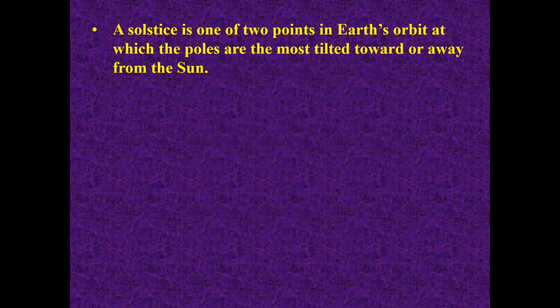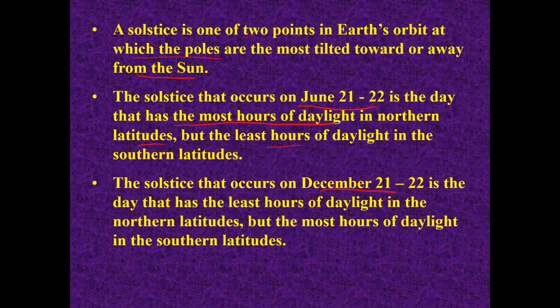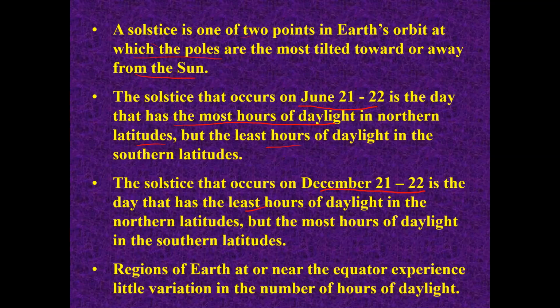A solstice is one of 2 points in Earth's orbit at which the poles are the most tilted toward or away from the sun. The solstice occurs on June 21st and 22nd, with the most hours of daylight in northern latitudes and the least hours in the southern. And the 21st and 22nd of December are our darkest, least hours. So that's a winter solstice, and a summer solstice in the southern latitudes. At or near the equator, there's very little variation in the number of hours of daylight.